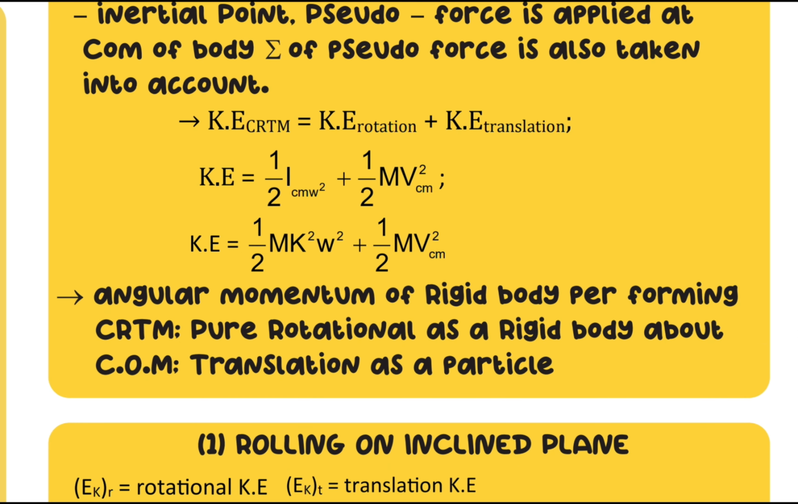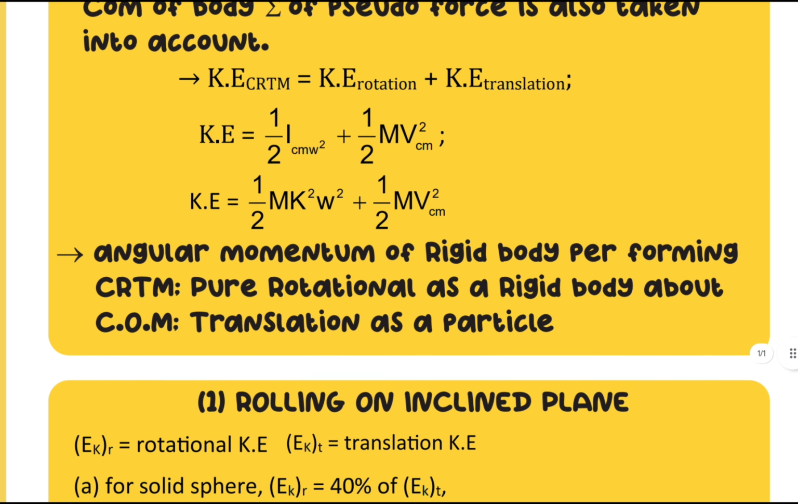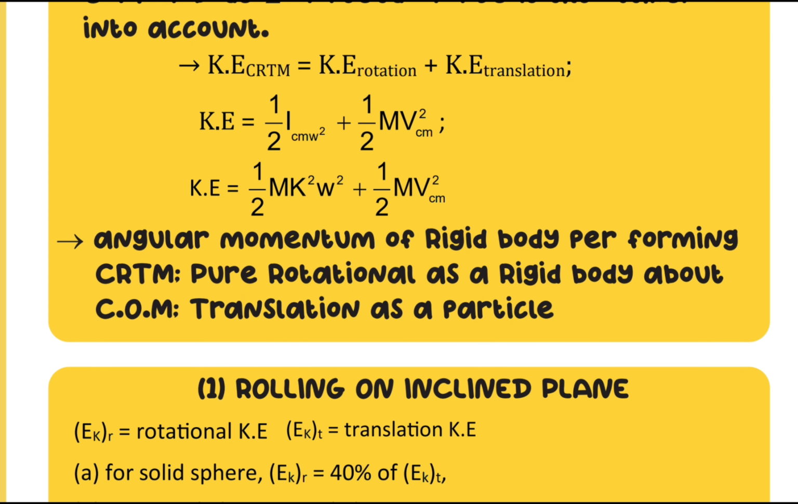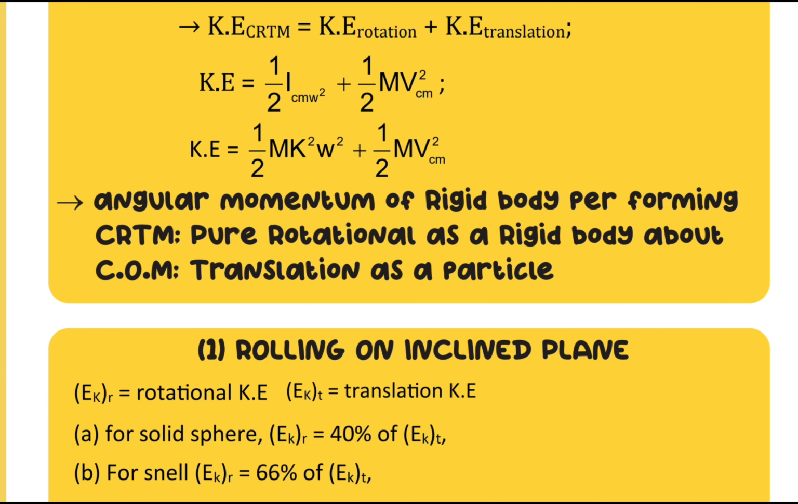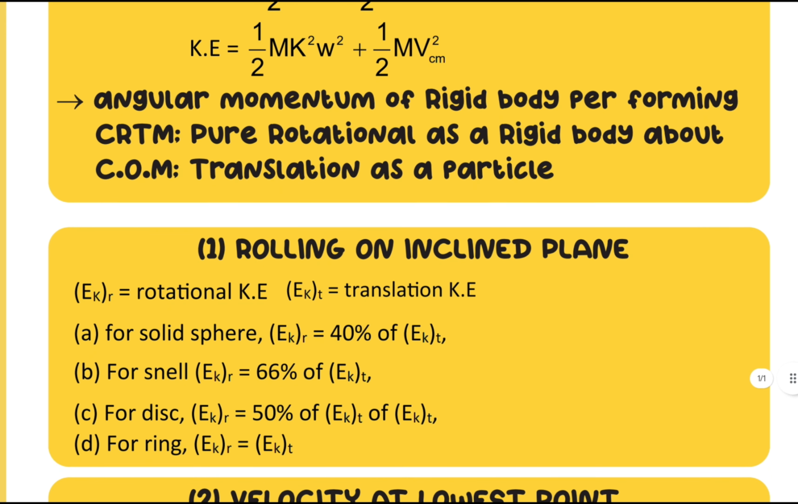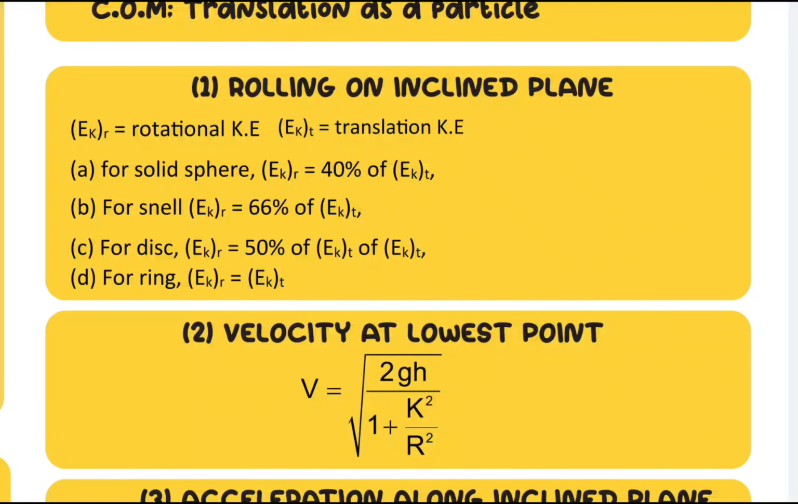Kinetic energy of CRTM is equal to kinetic energy of rotation plus kinetic energy of translation. Kinetic energy is equal to half into I cm omega square plus half into mv square of center of mass, which is half mk square omega square plus half into mv square of center of mass. Angular momentum of a rigid body performing CRTM: pure rotational as a rigid body about the center of mass, plus translation as a particle. Rolling on an inclined plane.